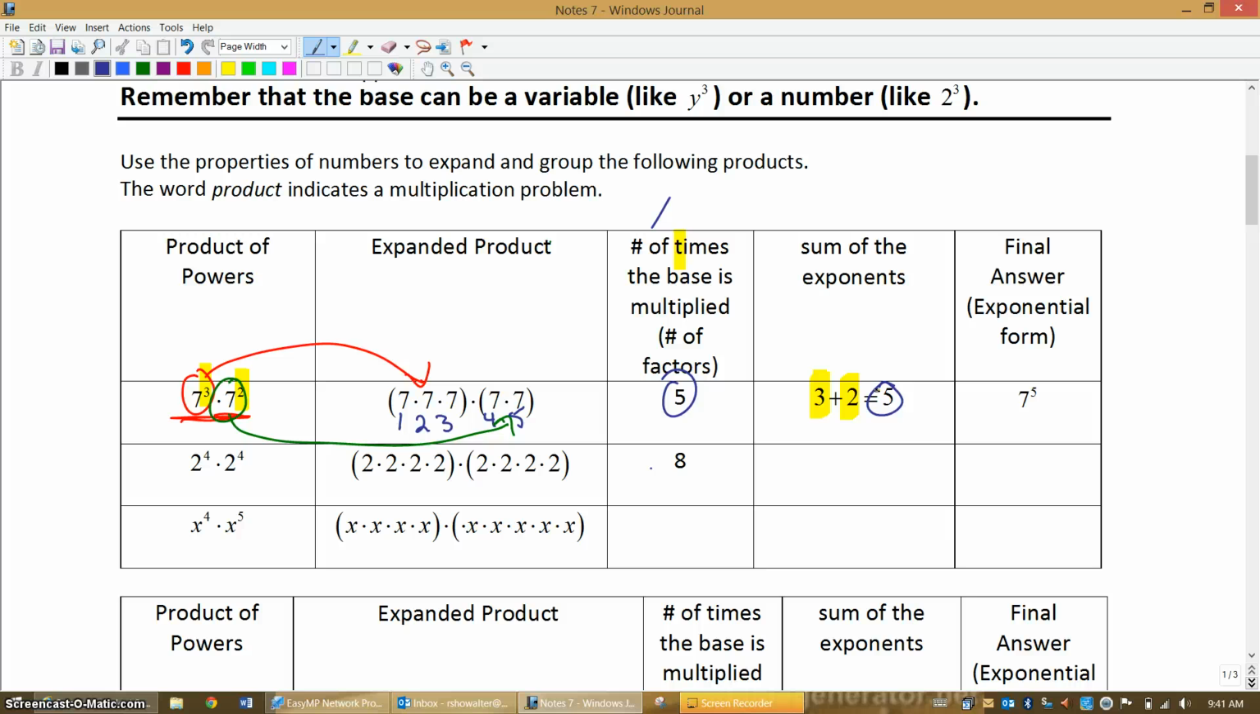That's where we're going. We're going to create a rule by the end of the day so that we don't have to do all this long work for all these long problems. Right now, if you notice, 3 plus 2 was 5. That's going to give us the base 7 to the 5th power. 5 comes from adding the exponents. It also comes from counting the amount of bases that you would multiply together.